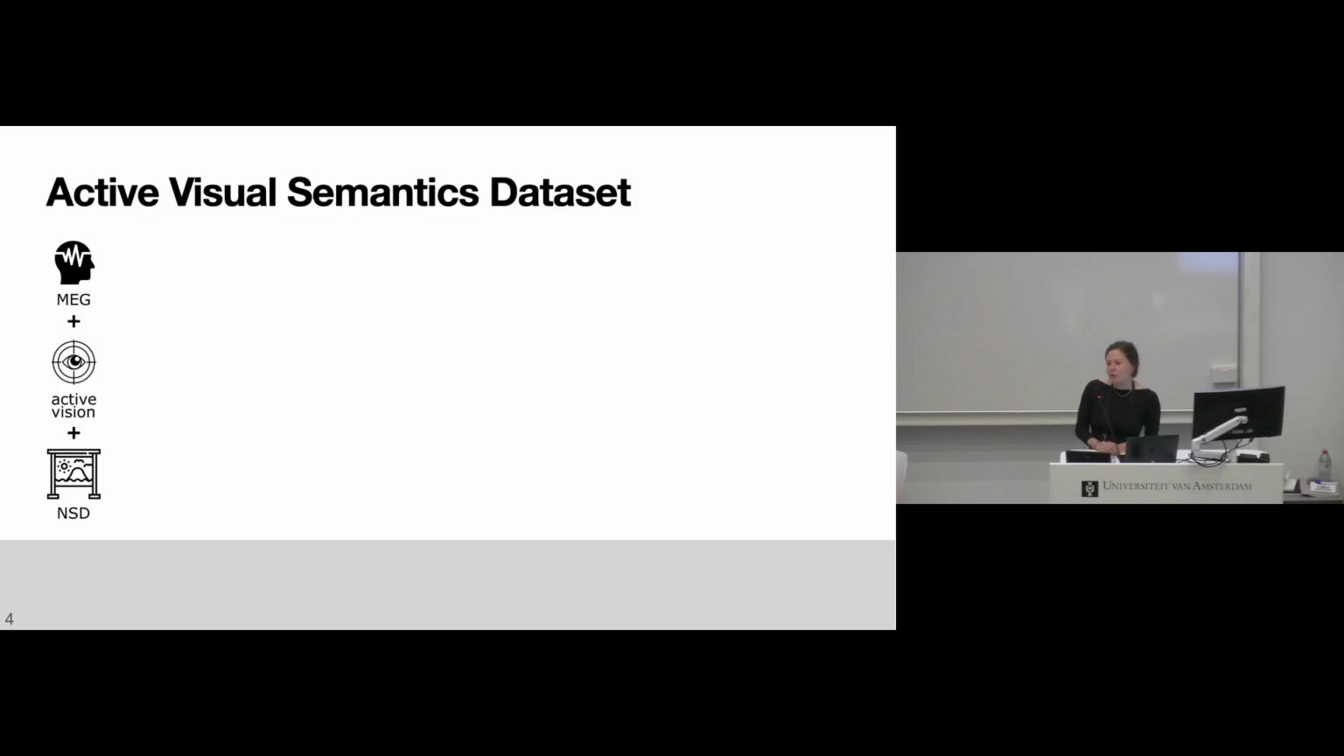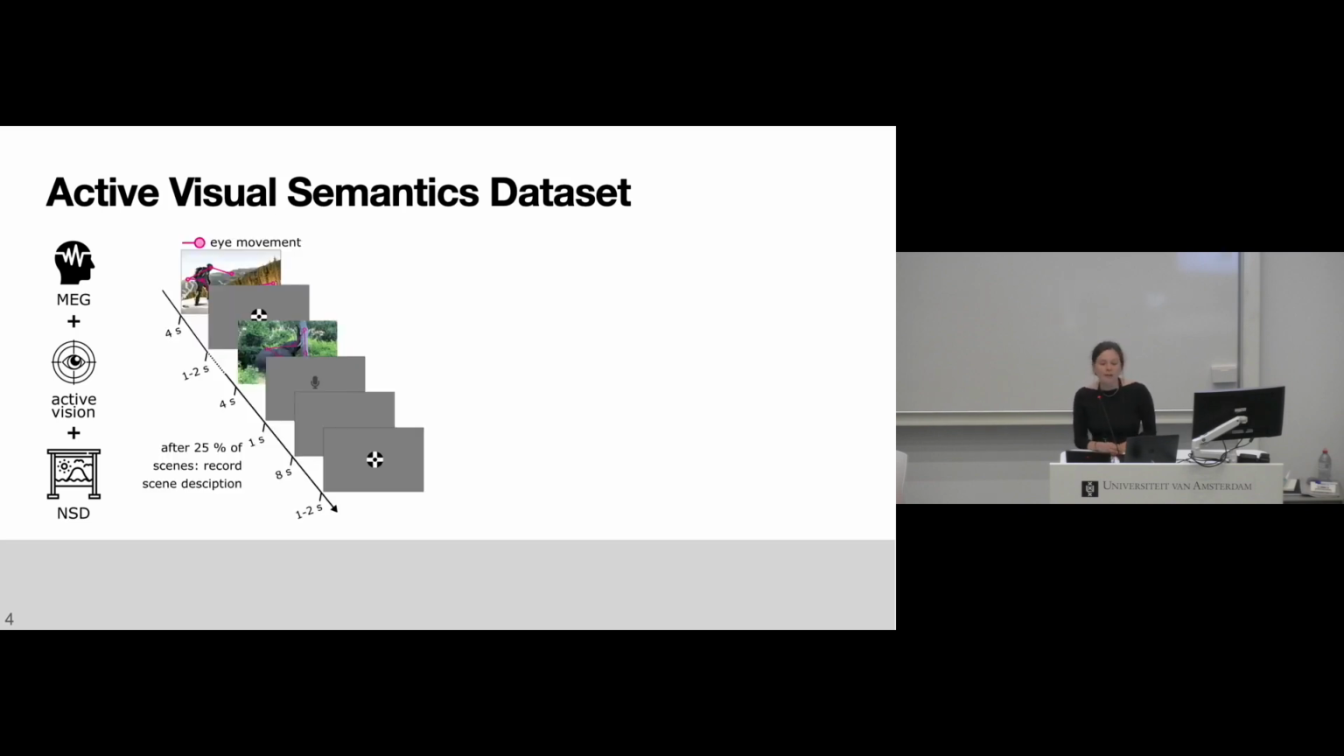So to tackle this question, we collected a large-scale data set that combines MEG and eye tracking, and we had participants look at a number of natural images. They could visually explore them through eye movements, and after 25% of the trials, we asked the participants to give a verbal description of the image.